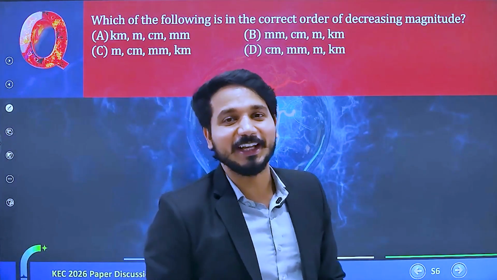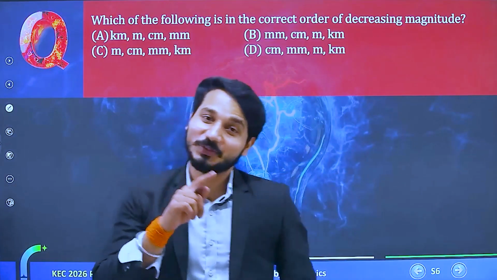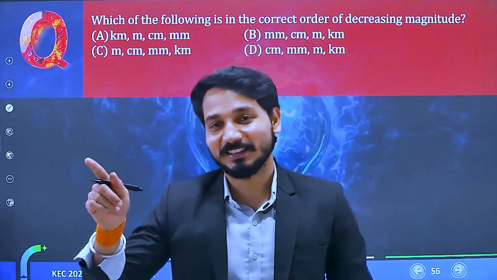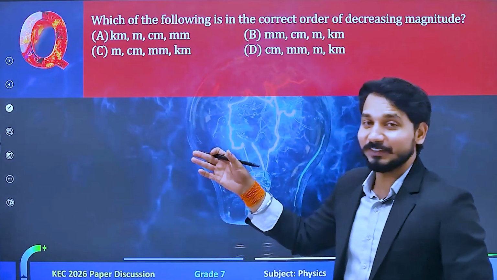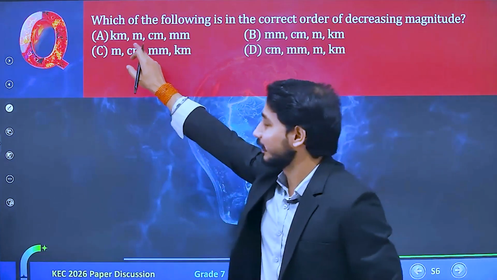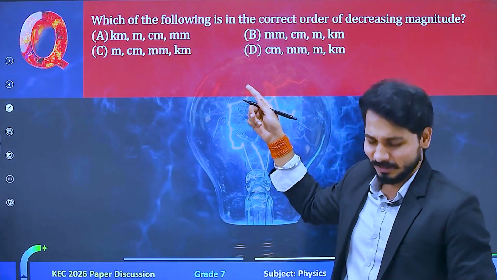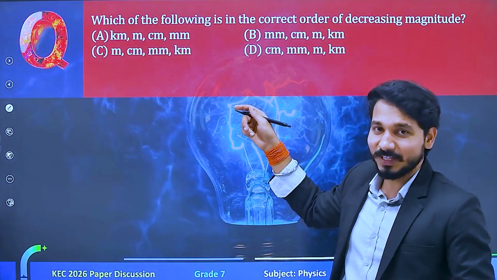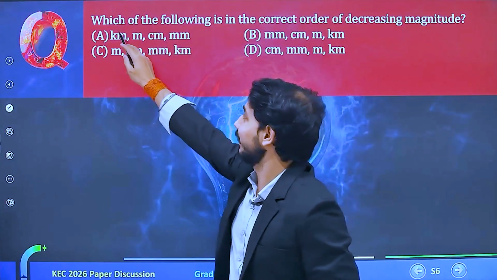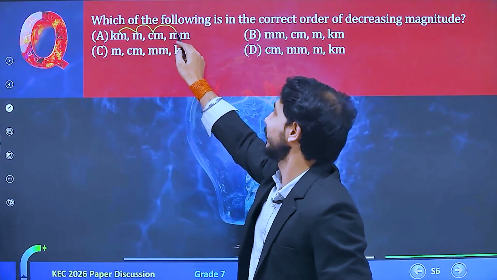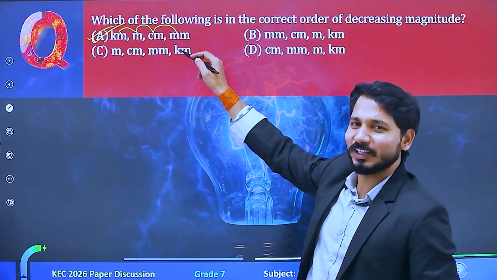Which of the following is in the correct order of decreasing magnitude? First we discussed increasing, now we are discussing decreasing. So decreasing means option A: kilometer, meter, centimeter and millimeter. Can this be the answer? Why? Because kilometer is greater than meter, meter is greater than centimeter, centimeter is greater than millimeter. So option A seems to be correct for this question.